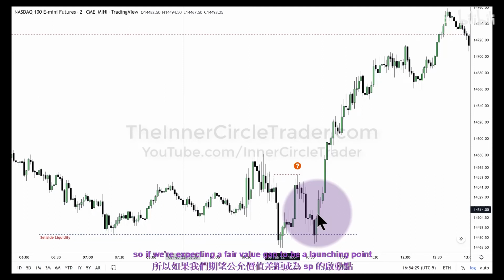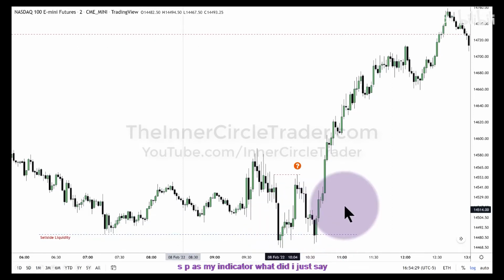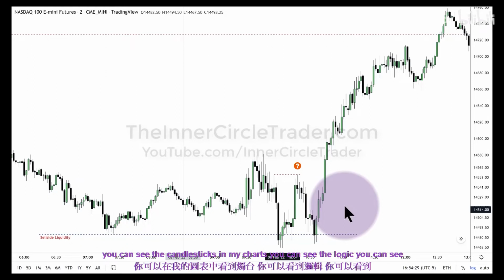So if we're expecting a fair value gap to be a launching point for the S&P, and these markets generally move in tandem, I don't need the fair value gap in the NASDAQ because I'm utilizing the S&P as my indicator. What did I just say? The word that should not be spoken. Indicators. Yeah, even though I don't have them plastered all over my charts like graffiti, you can see the candlesticks in my charts. You can see the logic. You can see how the markets run for liquidity. There's nothing hiding or masquerading price. You can see it. It's clear. You need that. You need to be able to read the story of price and not the story of indicators.